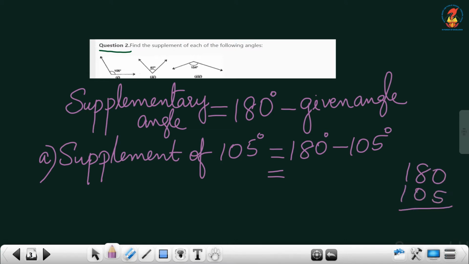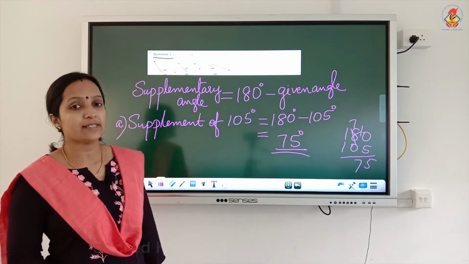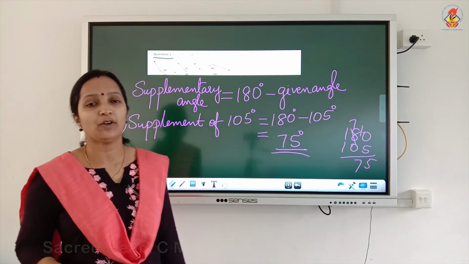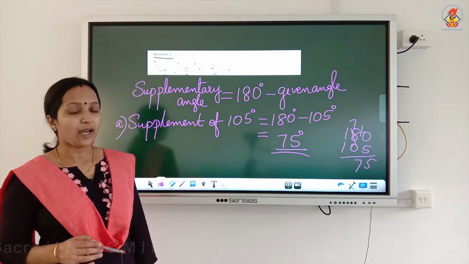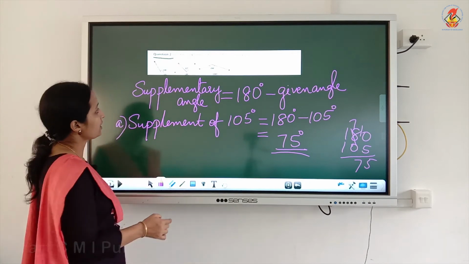180 minus 105. What is the answer? 75 degrees. So what you can say here? 105 degrees is the supplement of 75 degrees, or you can say 75 degrees is the supplement of 105 degrees. I hope this is clear. Now move to the next question.